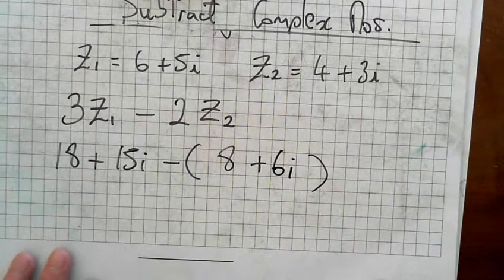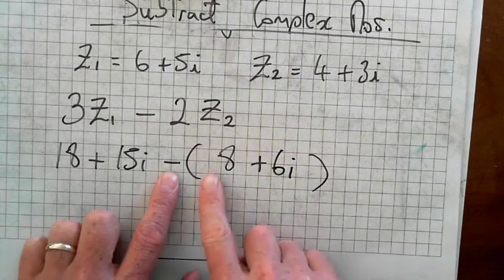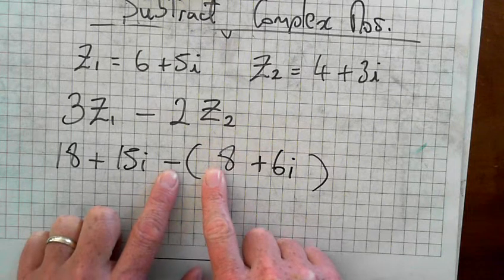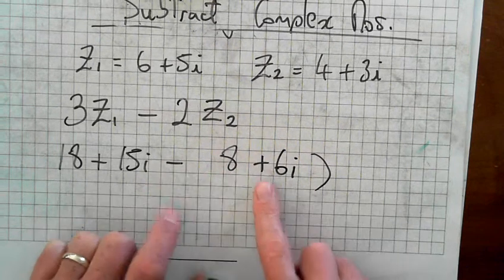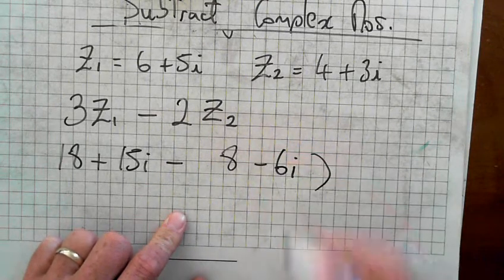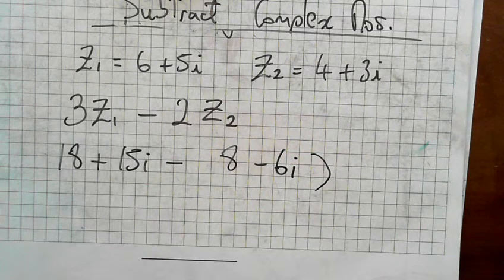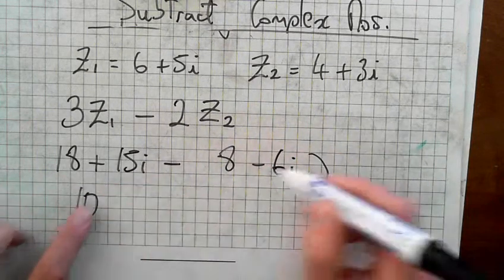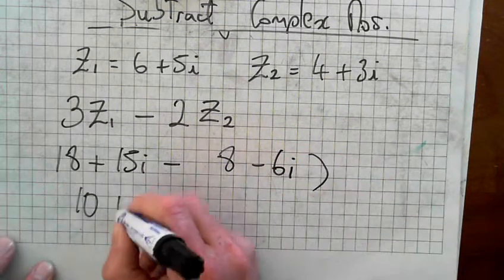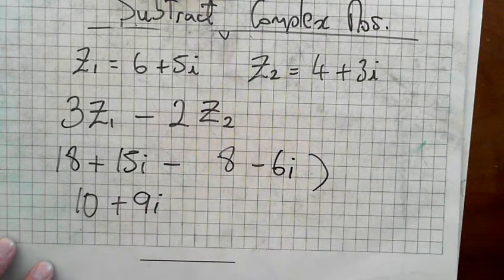Right, my next step is, I need the minus, and the minus times the plus, so that'll be minus 8. And the minus times the plus here. Alright, so I get 18 minus 8, 10. 15i minus 6i, plus 9i.